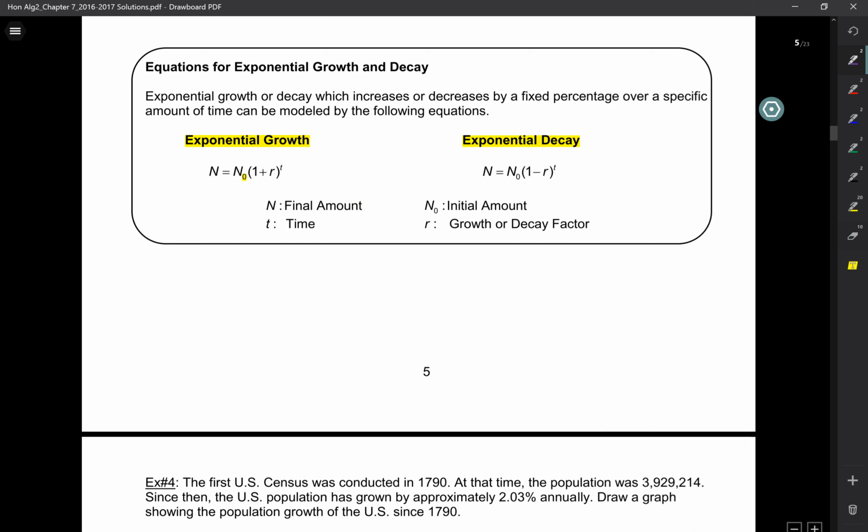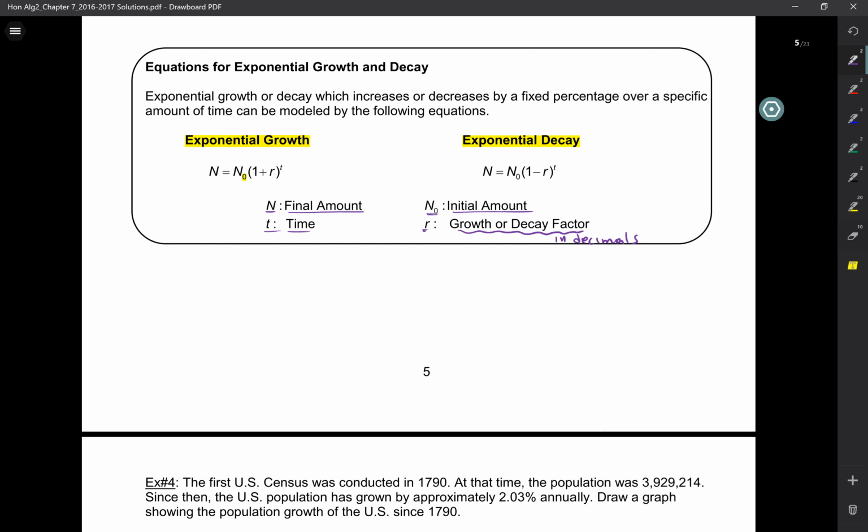So what do all these mean? N is the final amount. N naught is the initial amount that you start with. T is time. It's usually in years. R is called the growth or decay factor. That's what it means, growth or decay factor. And it has to be in decimals.